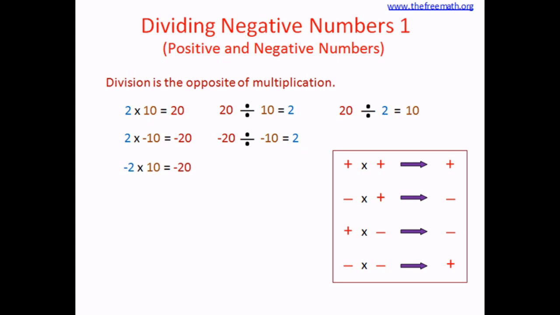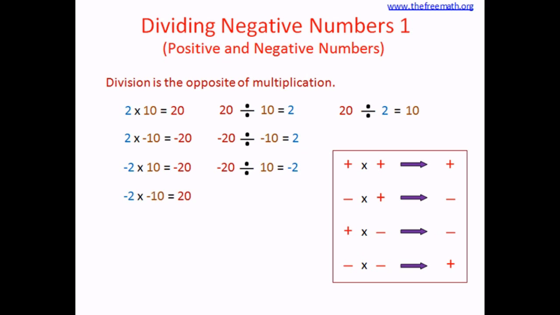The next multiplication is negative 2 multiplied by 10 equals negative 20. Again, let's do the same thing. Divide the product by the second number in the multiplication. So you get negative 20 divided by 10 equals negative 2, which is the first number from the multiplication.